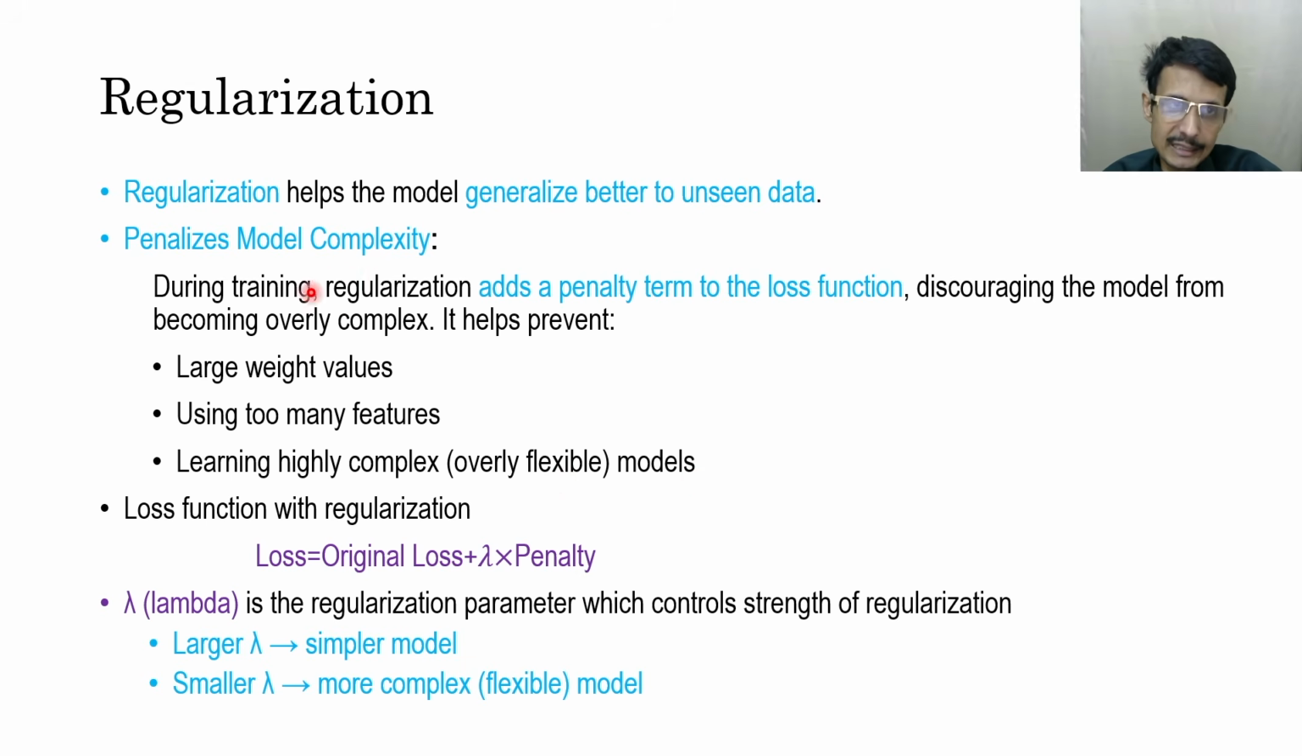So in regularization, what we are trying to do is get very accurate performance, but also generalize well by reducing some features or making the model as simple as possible. The loss function of regularization is the original loss plus lambda times the penalty. Lambda is the regularization parameter which controls the strength of regularization. A larger lambda means a simpler model, a smaller lambda means a more complex or flexible model.